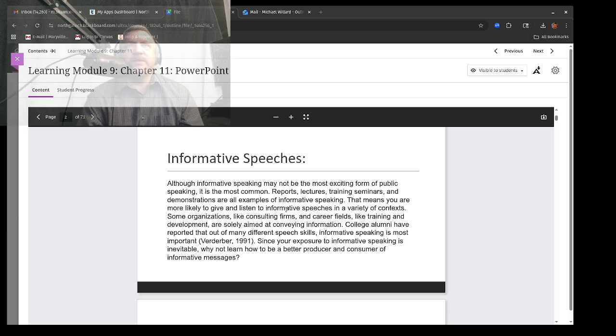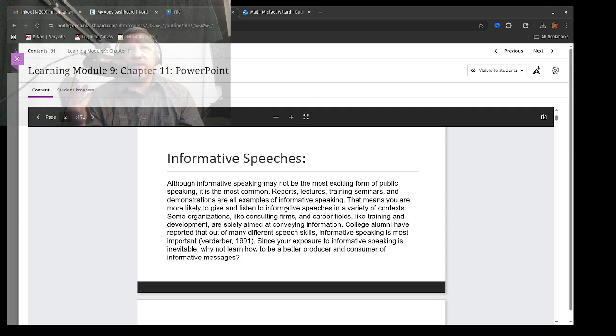It means you're likely to give and or listen to informative speeches in a variety of contexts throughout the course of your life. Some organizations, like consulting firms, I work for one of those, and of course, teach, and have been a trainer before. Those speeches are more about conveying information, not so much about entertainment always, right? Do try to create some entertainment value, but the reality is it's a course, or if it's a training in a workplace, you try to make it fun, but the reality is, again, it's getting information across.